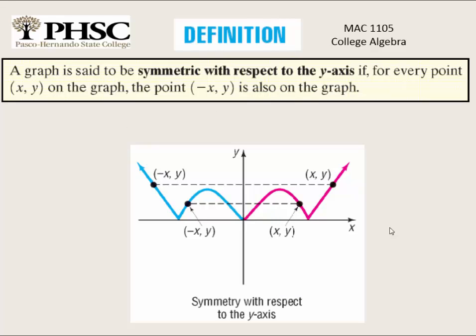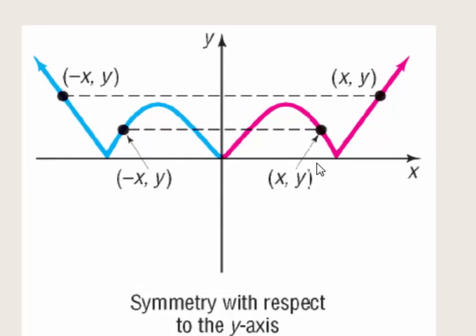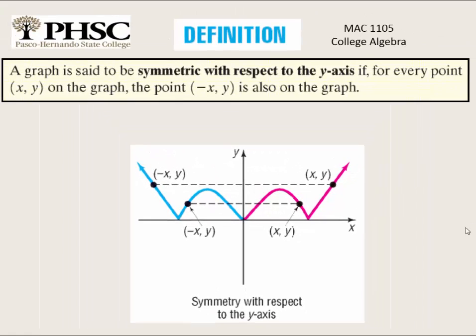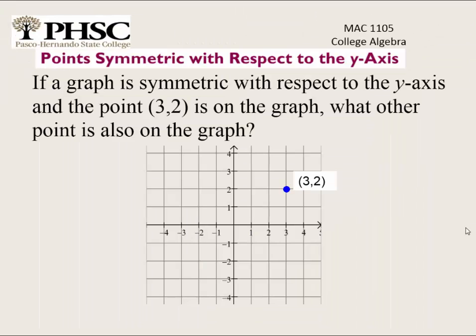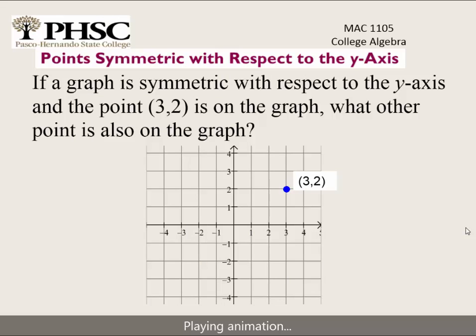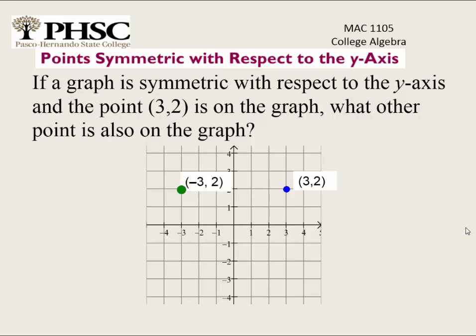The next thing is symmetry with respect to the y-axis. So if (x, y) is a point on the graph, then (-x, y) should also be on the graph. And here we can see we have (x, y), so (-x, y) is on the graph. So if it's symmetric with respect to the y-axis and the point (3, 2) is on the graph, then that means that the point (-3, 2) is also on the graph.